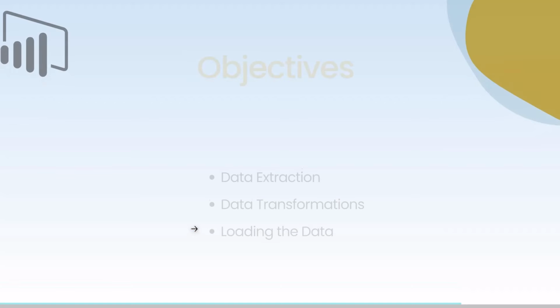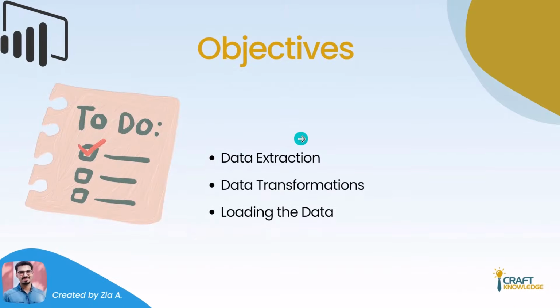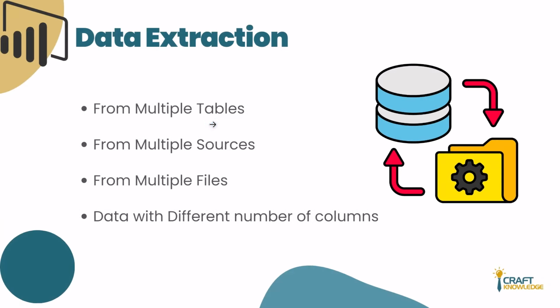So first of all, before we talk about the extract operation, this is going to be our objective. We'll talk about how to extract data, how to transform data, and finally how to load the data. For data extraction, we have multiple types. Sometimes we have data available in multiple tables, and you already know how to import data from multiple tables, if we have one file but the data is divided into multiple tables.